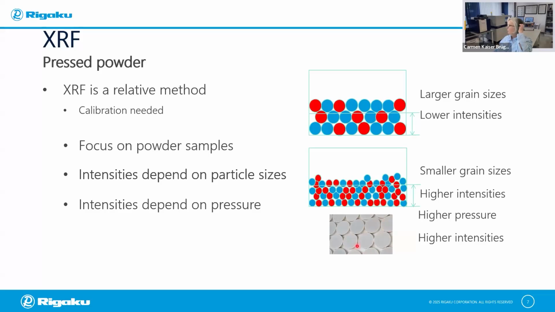So here you can see a very nice example of many pressed powders, but you can see that the analytical surface is smooth, flat, and evenly distributed, and we have an infinitely thick sample. So that's another point that we have to consider. Yeah, so particle size and infinitely thick.